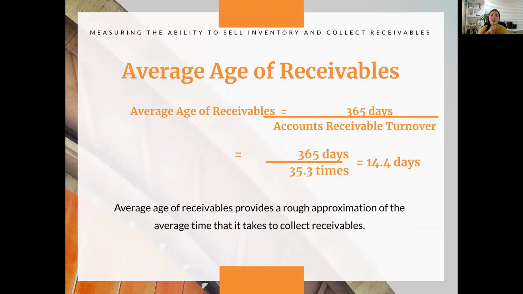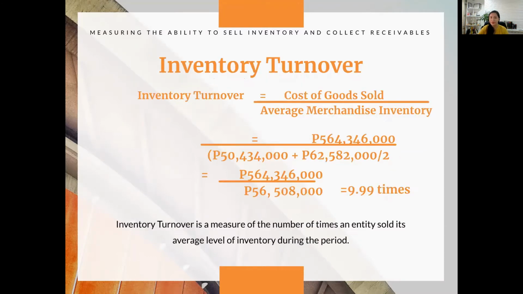So, average age of receivables. The average age of receivables is equal to 365 days, because in a year there are 365 days. We divide by the accounts receivable turnover, which we computed a while ago. So if, for example, you have 35.3 times, then you will have an average age of receivables of 14.4 days. Average age of receivables provides a rough approximation of the average time it takes to collect receivables.